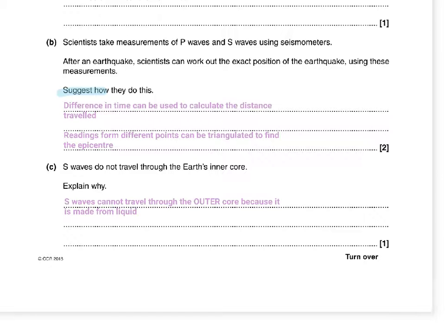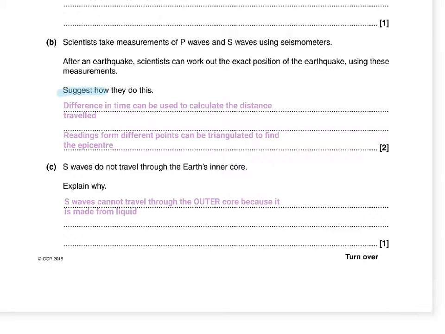Well, it's down to the fact that you do have this lag time, this difference in time between the P wave reaching you and the S wave reaching you. So it's that difference in time that can be used to calculate the distance travelled. So this statement here actually gets you 2 marks: connecting the idea that the difference in time can be used to calculate how far the P wave and the S waves have travelled.